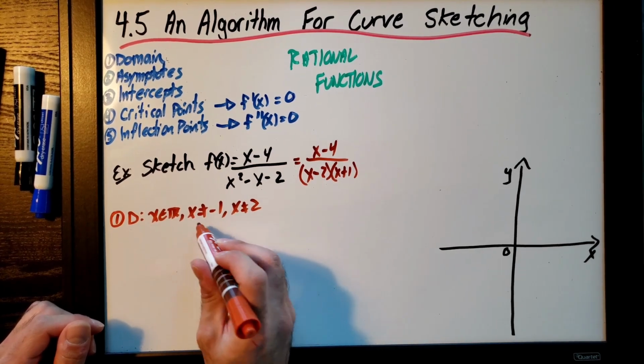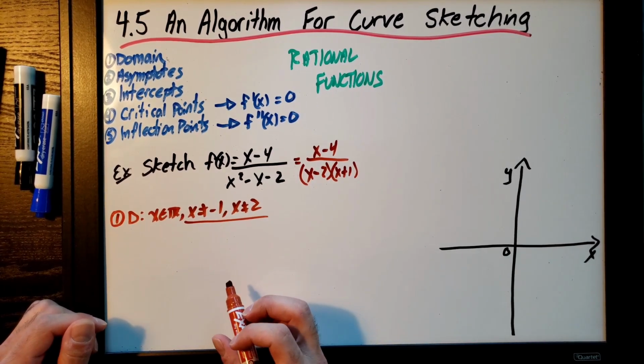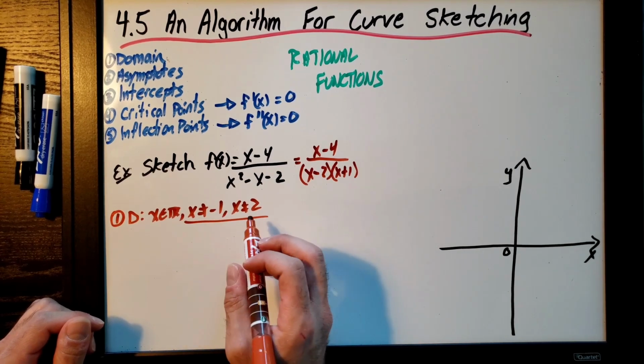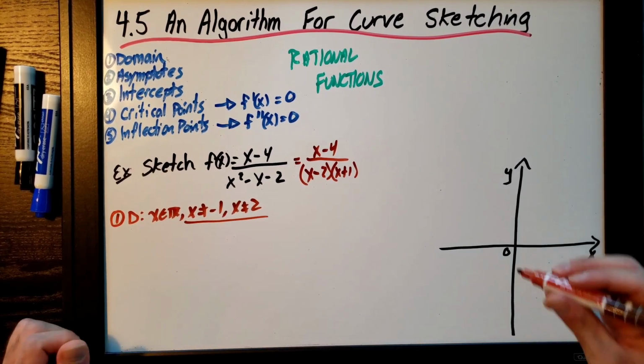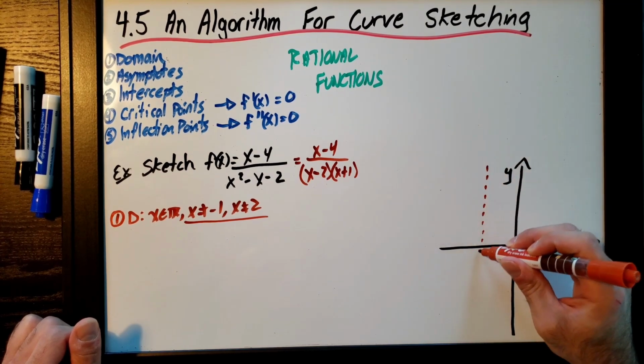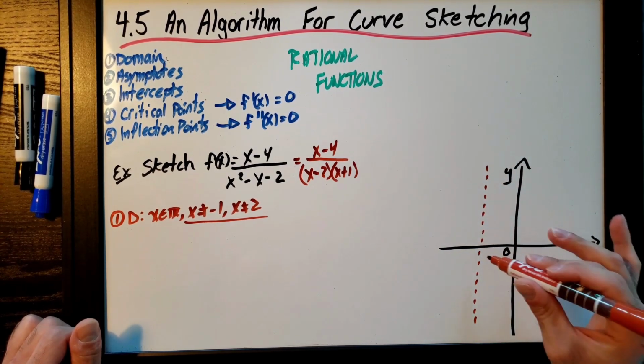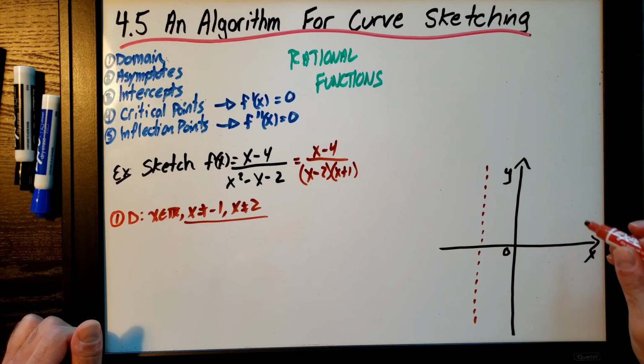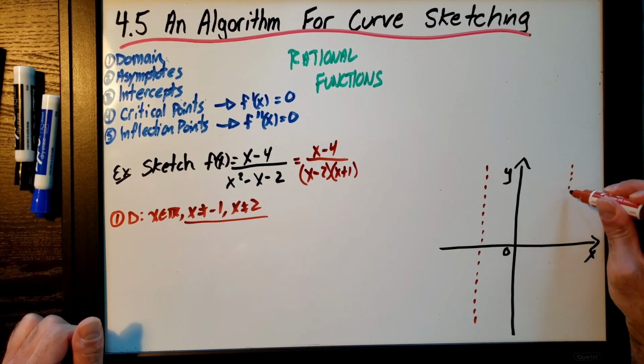So what's this mean? These two things are my asymptotes. At negative 1 and at 2, I have vertical asymptotes. Okay, so at negative 1, please draw your asymptotes using a dotted line. It's going to save your life.